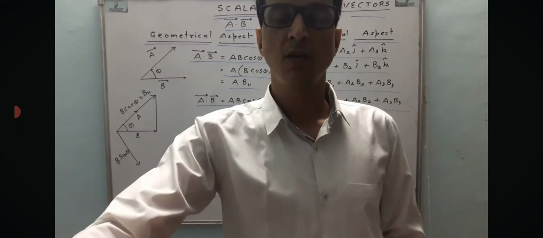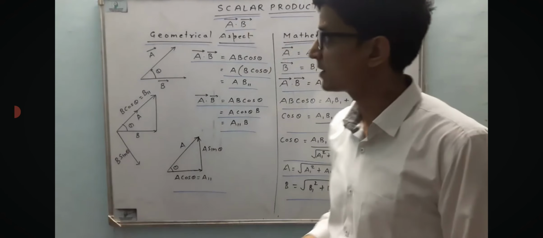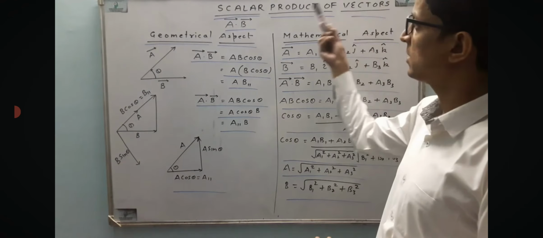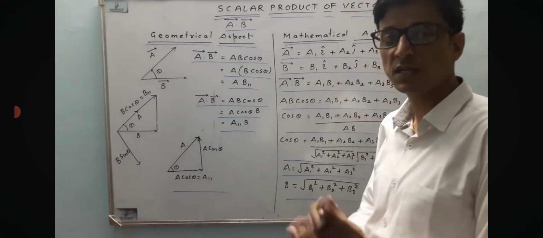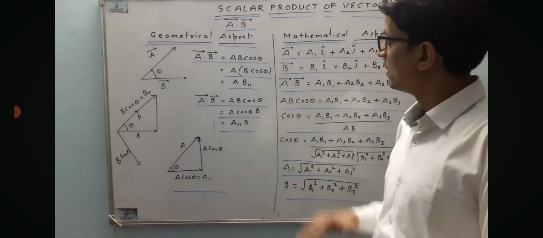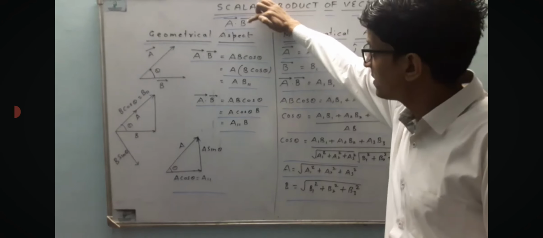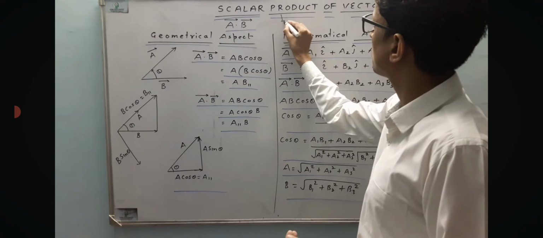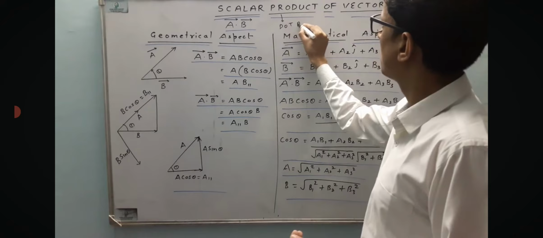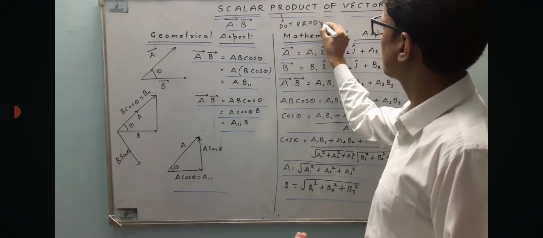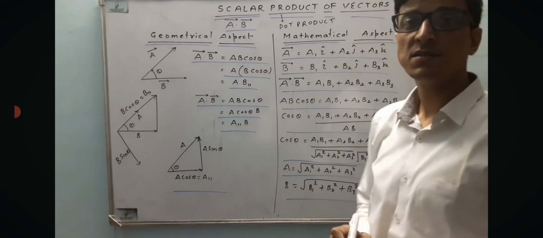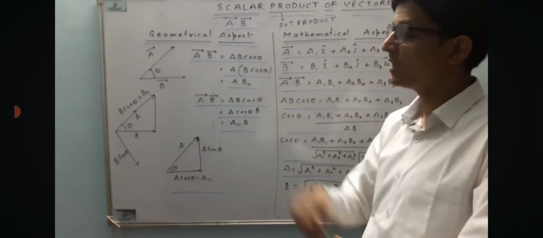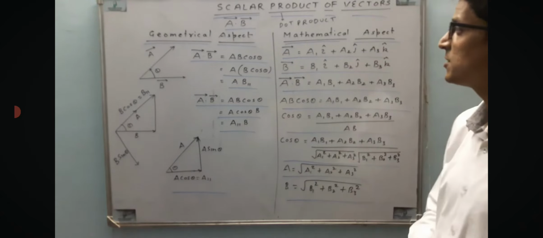Today we will discuss about scalar product of vectors. So we know that for scalar product, there are two vectors, vector A and vector B. Scalar product is defined as A dot B. It is also called the dot product because we use the symbol dot for that. So we will analyze scalar product in its geometrical aspect and in its mathematical aspect.